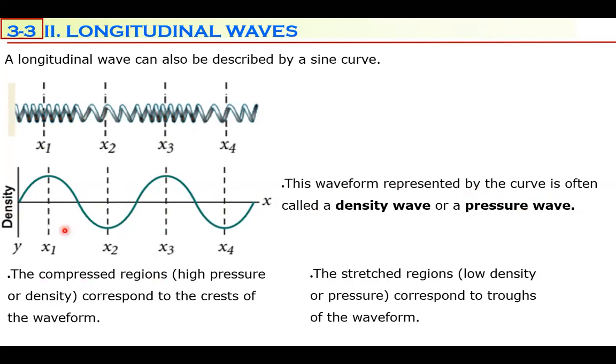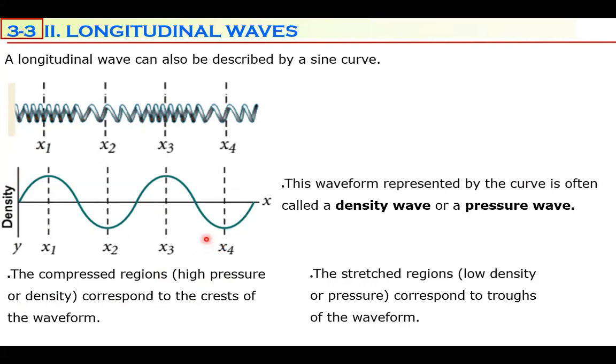The compressed region, high pressure or density, corresponds to the crest of this waveform, but the stretch region represents the trough of this waveform. But this wave is completely different than the transverse wave, because in a transverse wave the vertical axis was displacement, but in a longitudinal wave, the vertical axis is density or pressure. Even though their shapes are very similar, they are not the same thing.